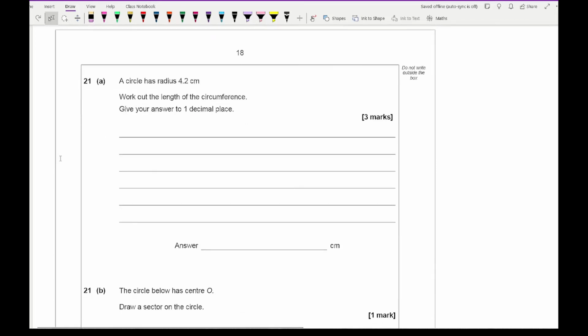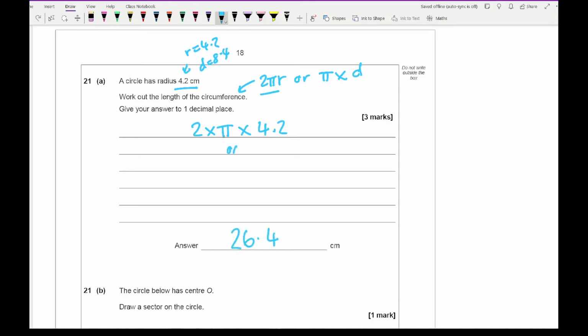It then says that a circle has a radius of 4.2. Work out the length of the circumference. So for this, the circumference of a circle is 2 pi r, or pi times d. Now, if the radius is 4.2, then the diameter is going to be 8.4. So I'm going to go for the radius formula. So I'm going to do 2 times pi times 4.2. And that to one decimal place should give me the answer of 26.4. Another alternative is you could just do pi times 8.4. And again, rounded should give you 26.4. And it is important that you round to 1 dp, as that would be worth a mark in itself.